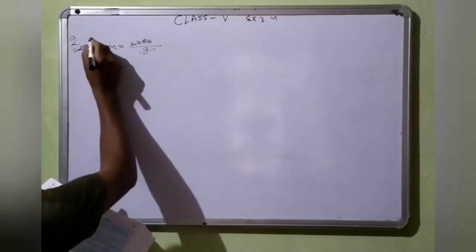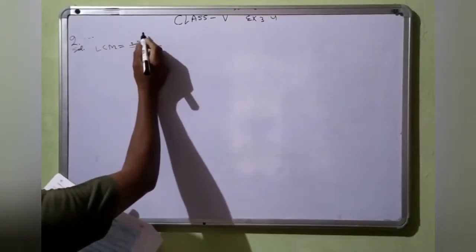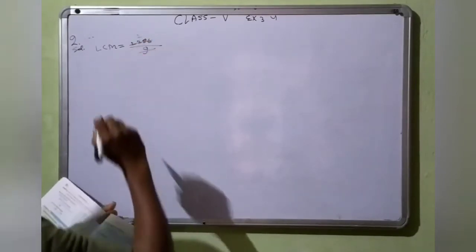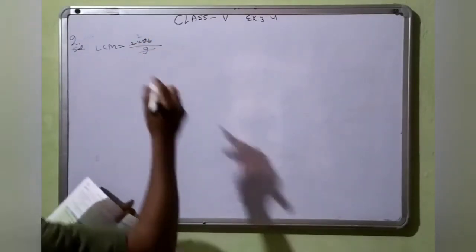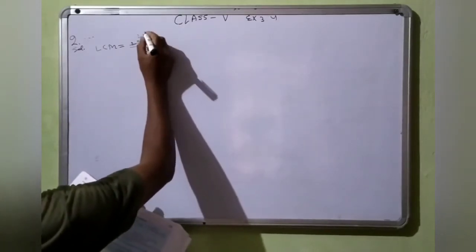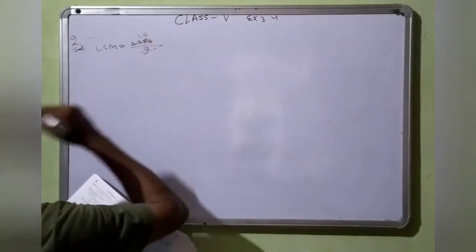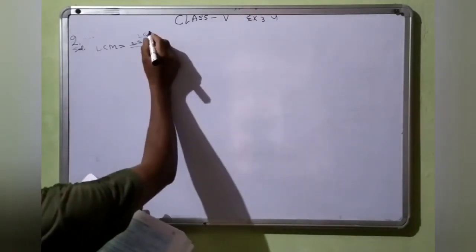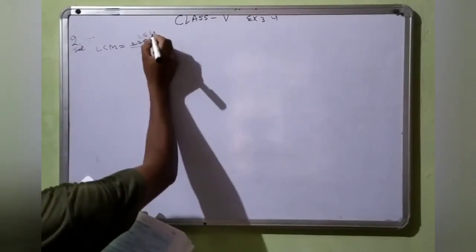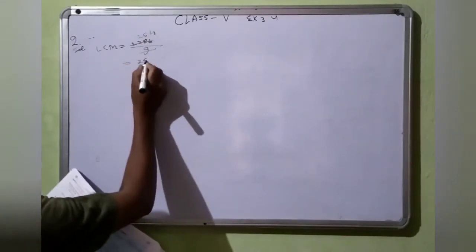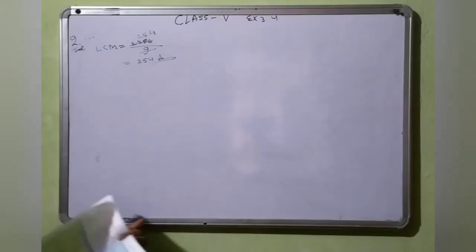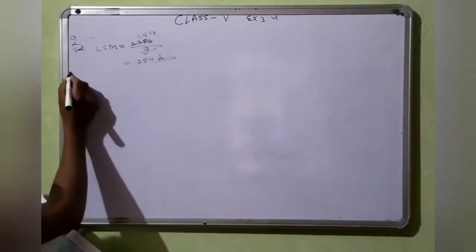Okay, so 9 cancels by 2286. 9 twos are 18, 4 is left, 48, 9 fives are 45, right? And then 3 left, 9 fours are 36. So 254 is the answer. Question number 3 is similar. So question number 4.